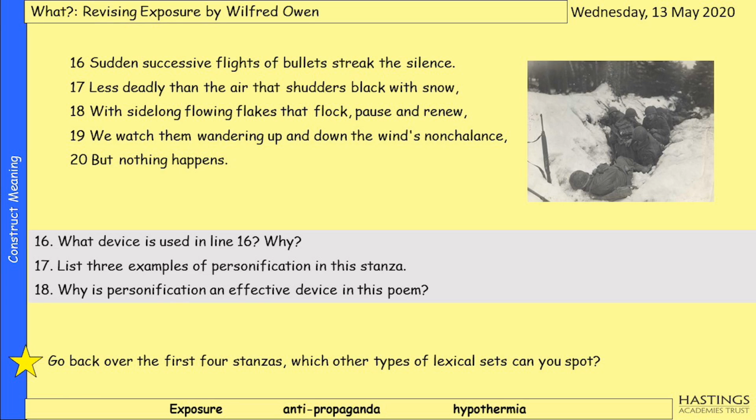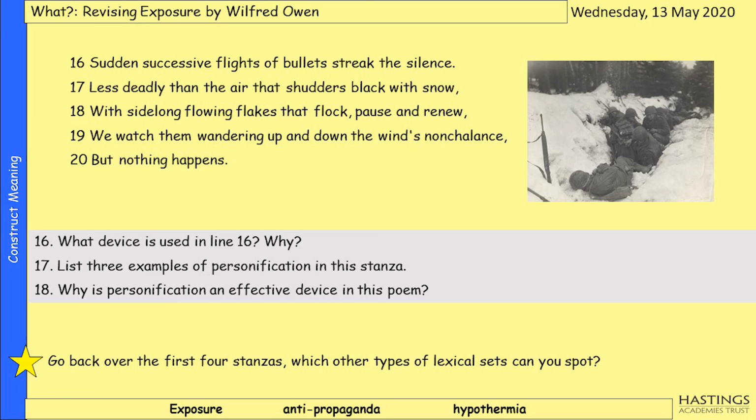And finally, number 18, personification is a really effective device in this poem as it makes the actions of nature seem deliberate and calculated, and therefore it makes the whole atmosphere a lot more tense and more scary. So it's like an enemy with intent to cause harm, but one which they really cannot fight.